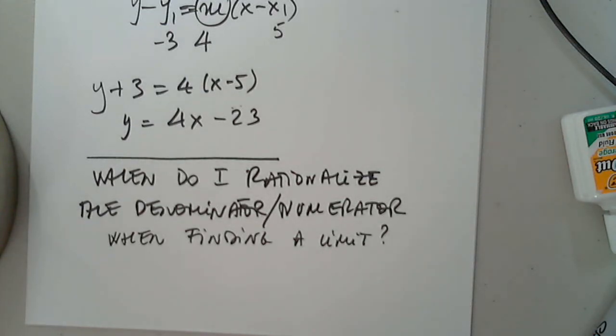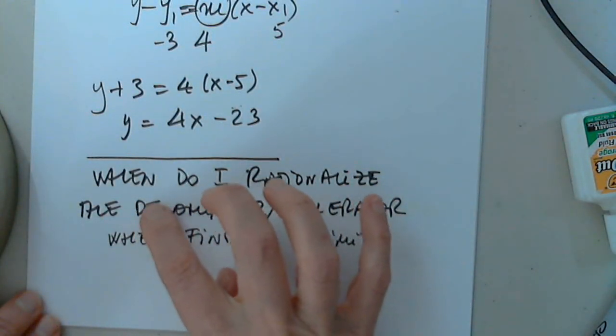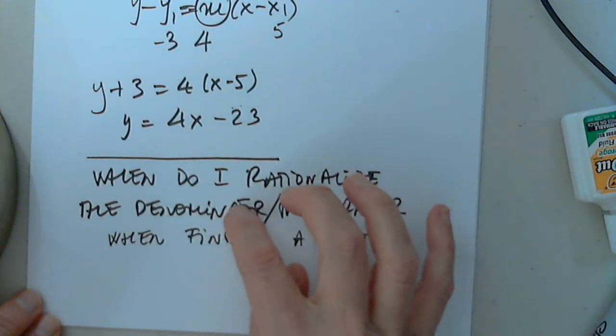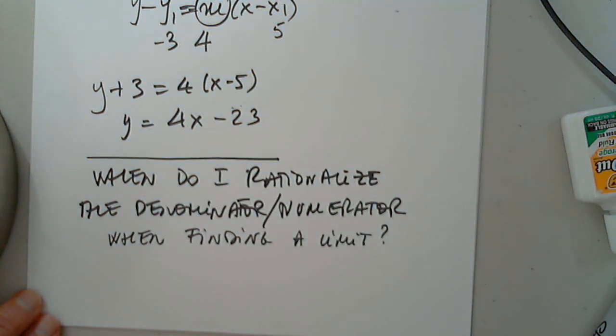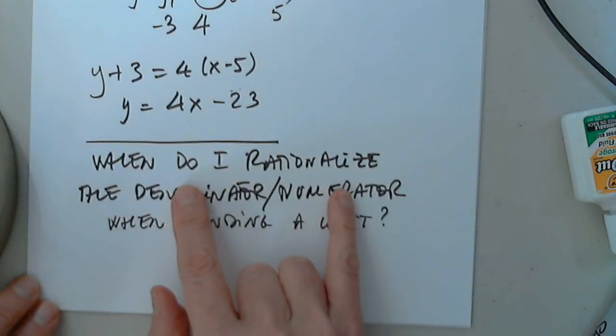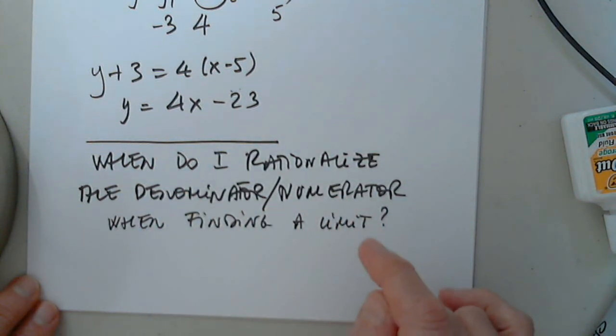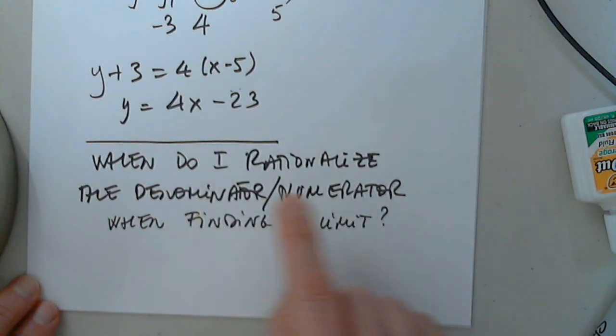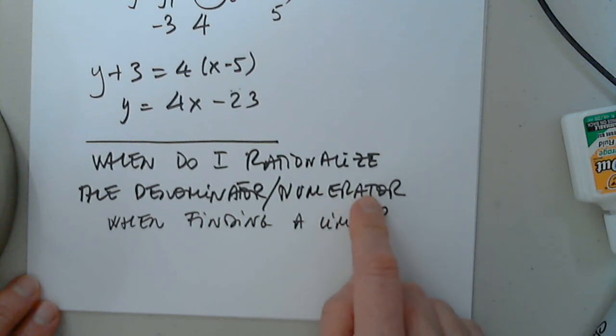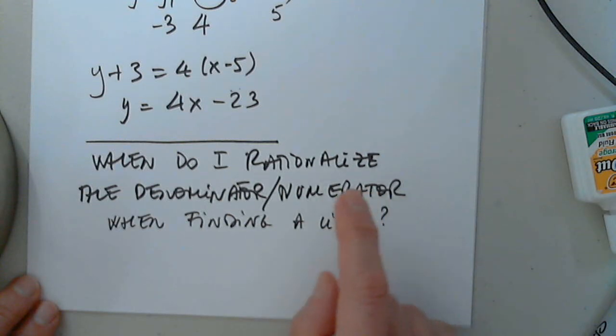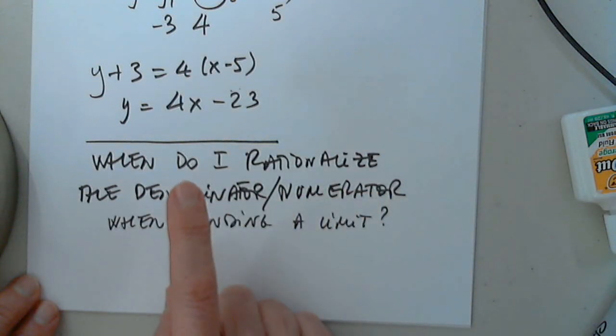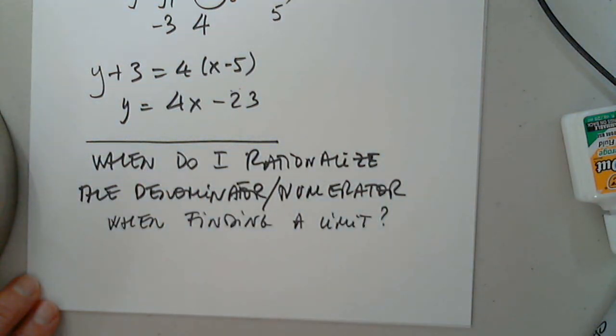So the answer depends. In algebra, we say that the denominator has to be rationalized. We all know that. Now here, I don't have a clear answer. Here's why: because it depends on the function. If the numerator creates the problem, then I rationalize the numerator. If the denominator creates the problem, if the denominator is the culprit, then I will rationalize the denominator.